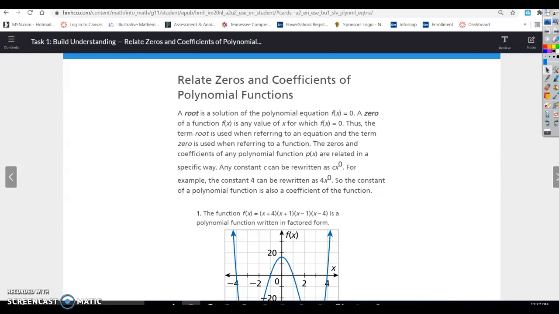Any constant c can be rewritten as cx to the 0 power. For example, the constant 4 can be rewritten as 4x to the 0 power. If you remember from Math 2, anything to the 0 power equals 1. So 4 times 1 is just 4. That's why we can rewrite it like that. So the constant of the polynomial function is also a coefficient of the function. All right, now root and zero are definitions that you need to know, okay?